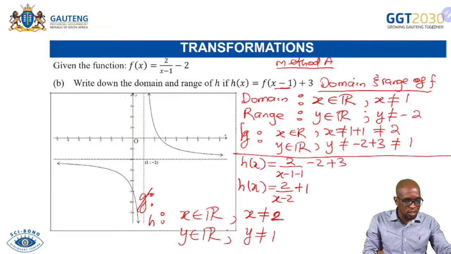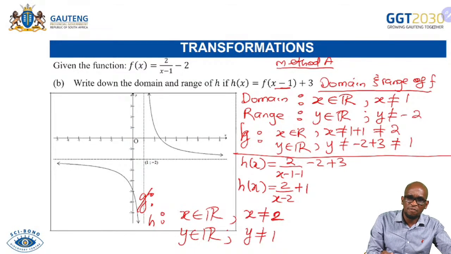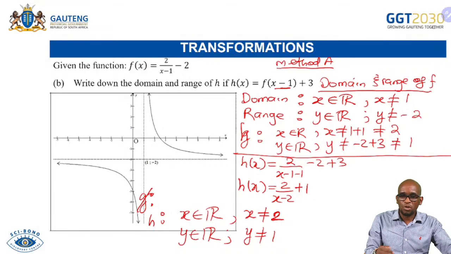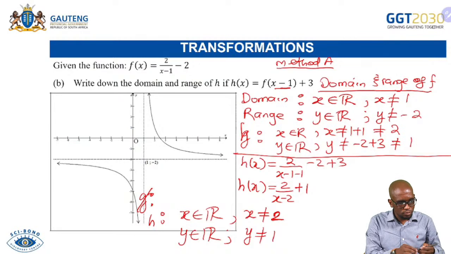Now, if you look at both solutions, they are exactly the same, using method A as well as method B. I repeat for the last time, with method A, you're going to find the original domain and range of the given function f, and then from there you look at the transformation, you transform the domain and range to get the domain and range of g, or h in this case. With the second method, what we do is we write down the equation of h using the transformation. After writing the equation of h, we find the domain and the range from the equation.